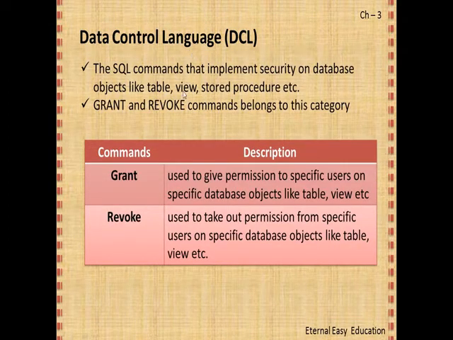Data Control Language has 2 commands, grant and revoke. Grant is to give the permission to the user. Revoke is to take out the permission from the user. We can see these commands using the XAMPP web server through examples.